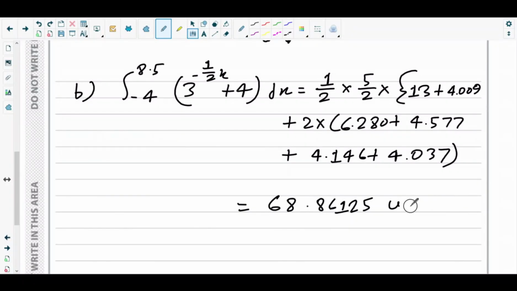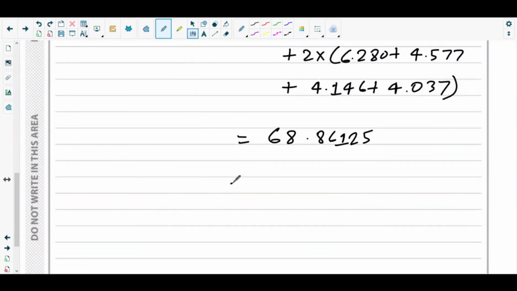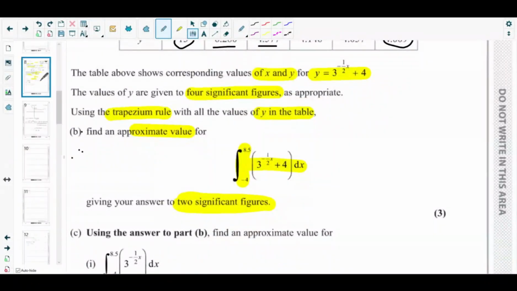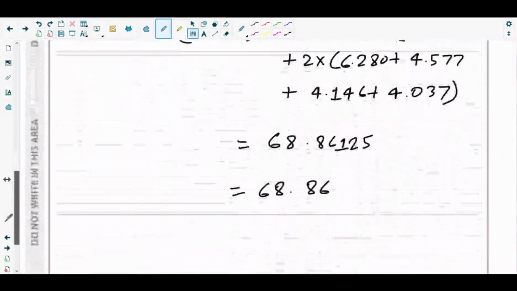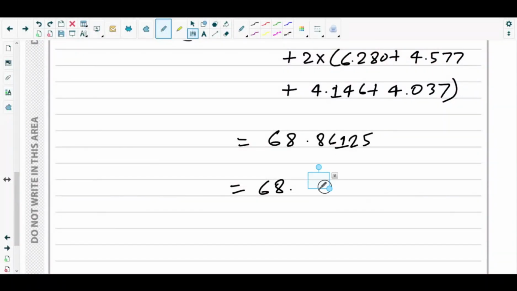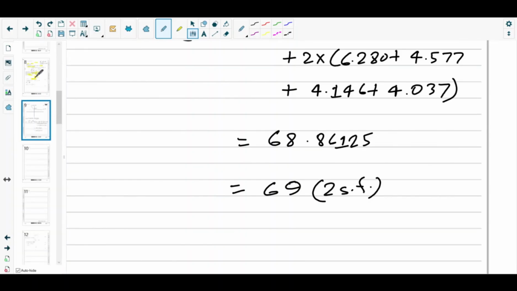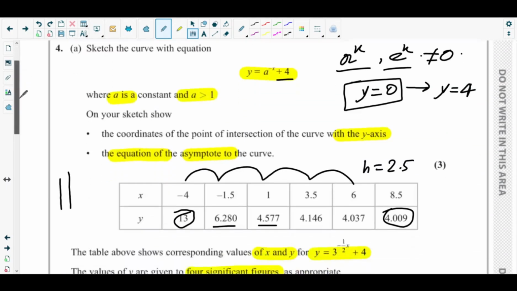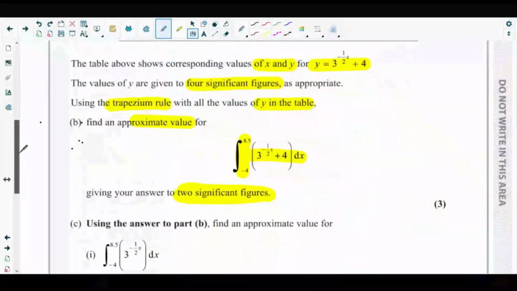This is not the area, this is just the value for the integration, so there is no need to write units squared. They wanted how many significant figures? I guess two significant figures. So in that case it will be 69 to two significant figures, and that's what part B of question number 4 has asked for.